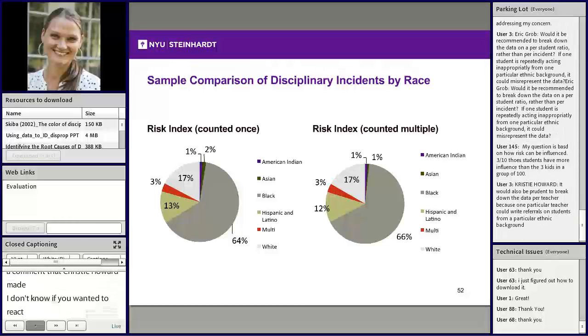It's about, she says, it would also be prudent to break down the data per teacher, because one particular teacher could write referrals on students from a particular ethnic background. Did you want to react to that at all?